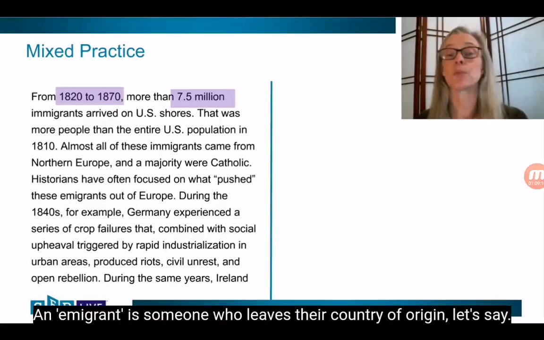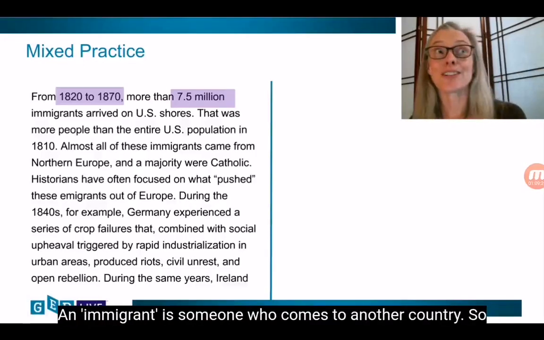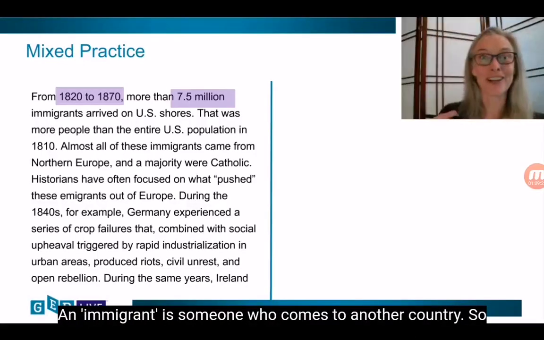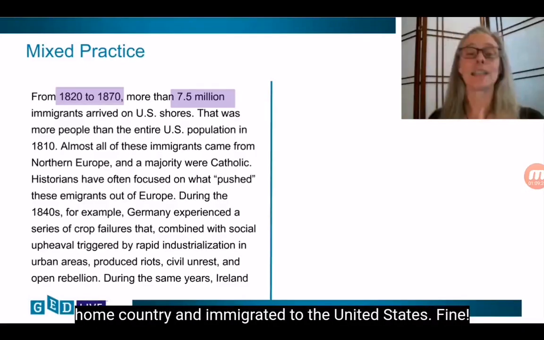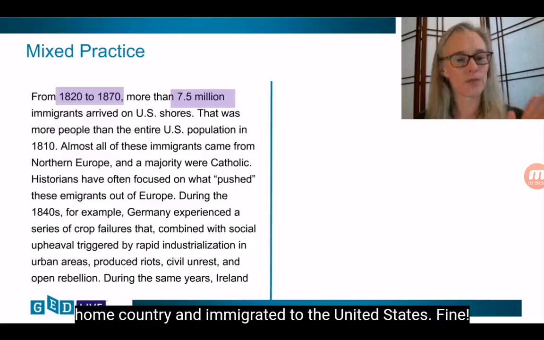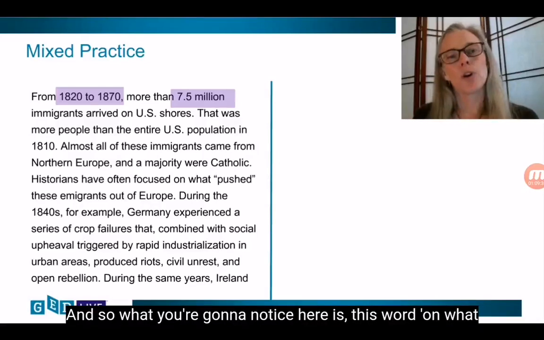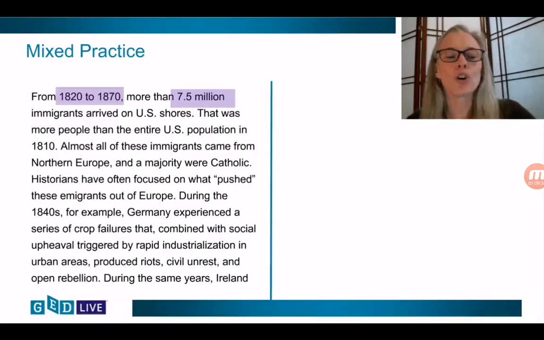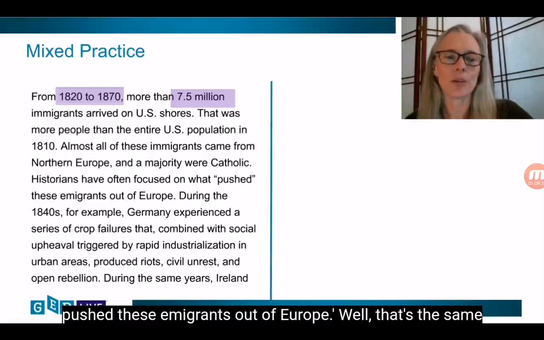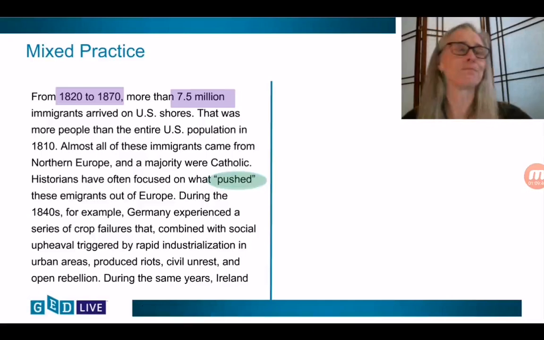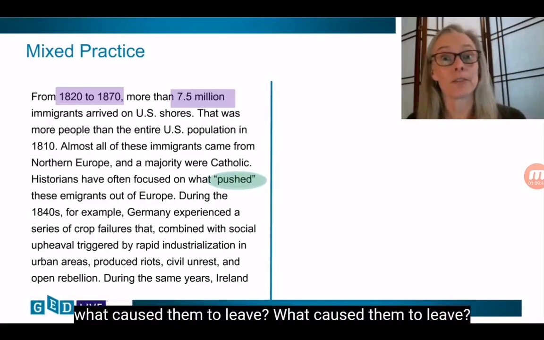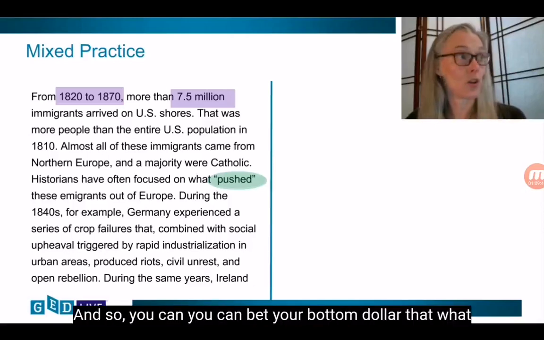Right? An emigrant is someone who leaves their country of origin, let's say, and an immigrant is someone who comes to another country. So that's one person, but that person emigrated from their home country and immigrated to the United States. Fine. And so what you're going to notice here is this word on what pushed these immigrants out of Europe. Well, I think that's another way of saying what caused them to leave. What caused them to leave.